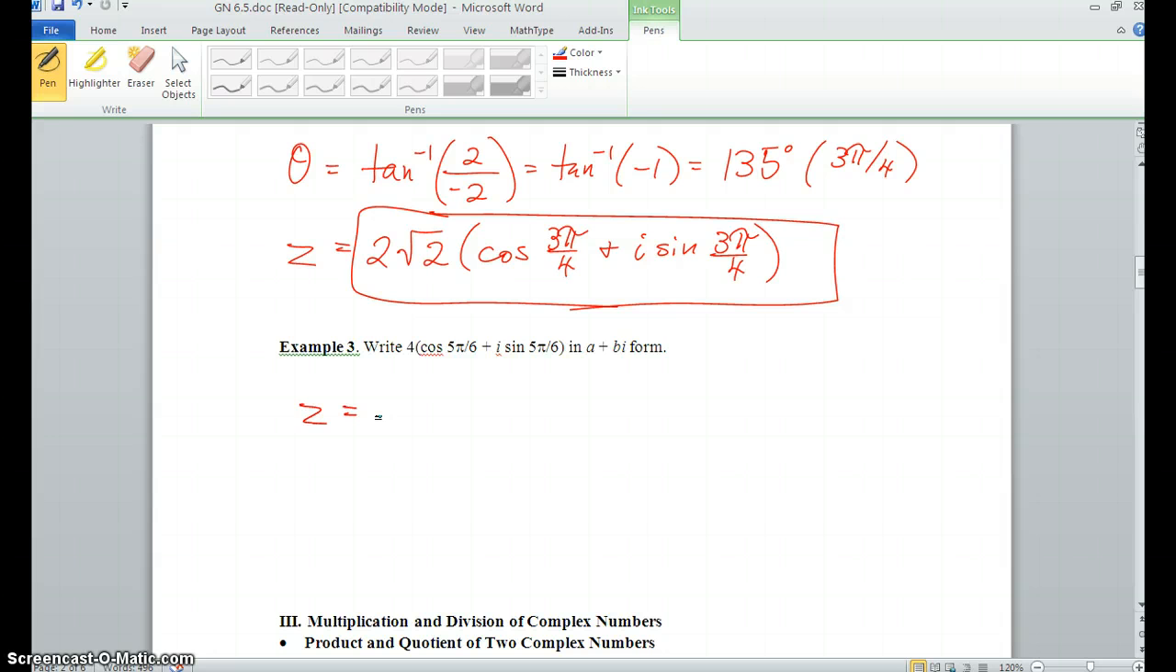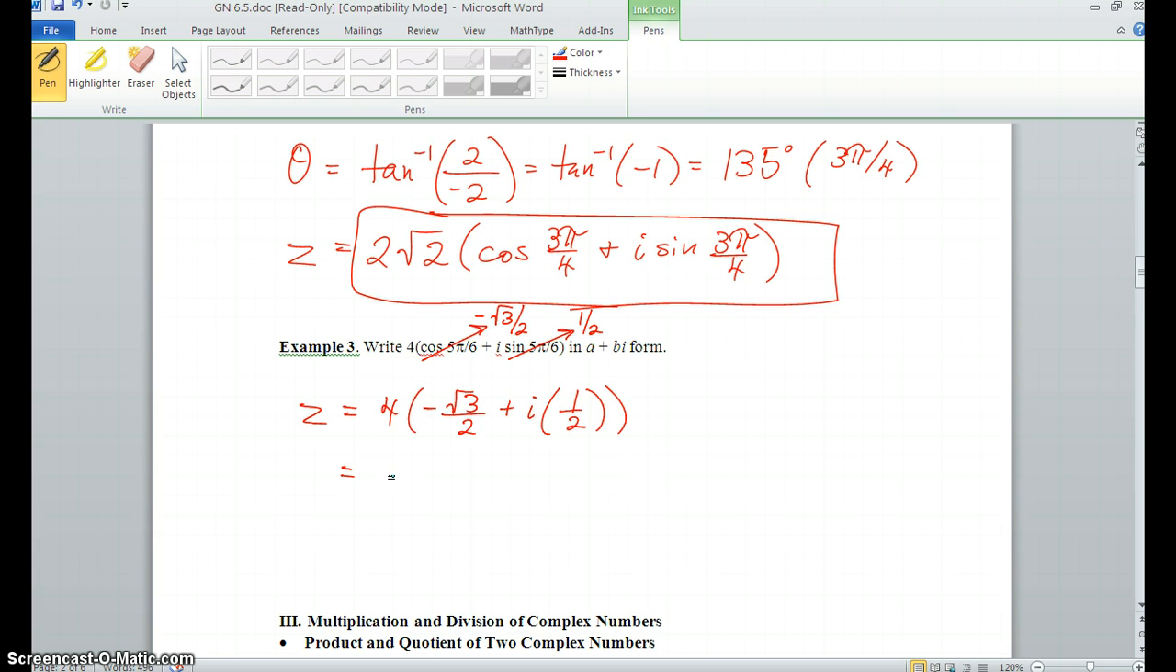Okay, so let's get the ball rolling with starting with our form here, z equals. We are going to have to identify r and theta. So let's go ahead and take the cosine of 5 pi over 6 and the sine of 5 pi over 6. Think of your unit circle, right? The cosine of 5 pi over 6, negative root 3 over 2. The sine of 5 pi over 6, 1/2. So we can actually rewrite our expression now as 4 times the quantity, negative root 3 over 2, plus i times 1/2.